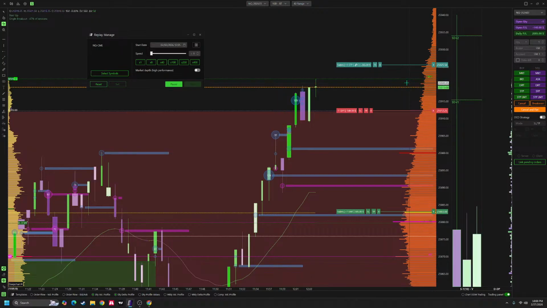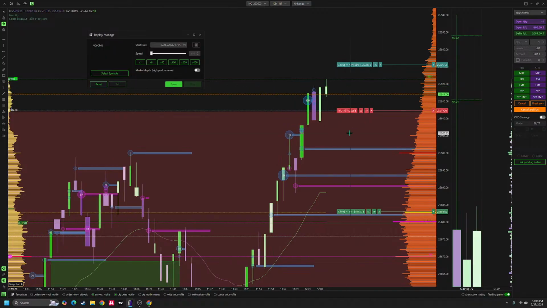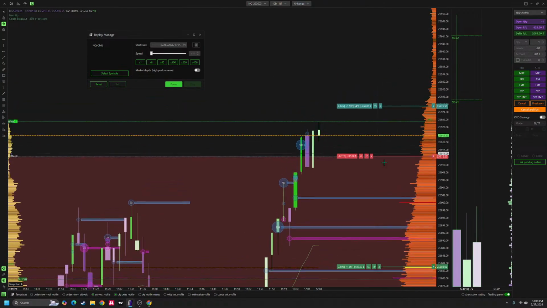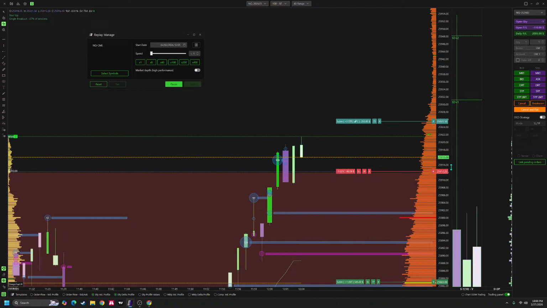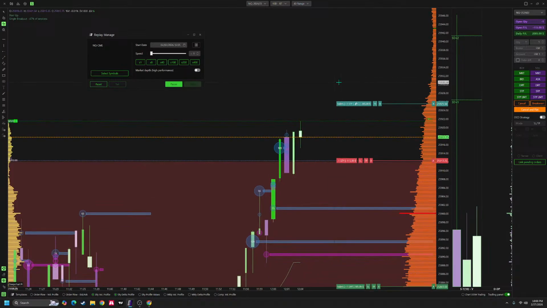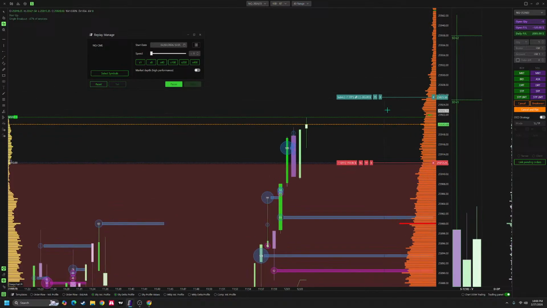Aggressive buyers are winning though. Like they're winning. Price is moving up. Sellers are doing their best to push it back down, but buyers are in control. We've had, shit. After that sell, buyers just rip right back through it. Algorithm says the bias is long.